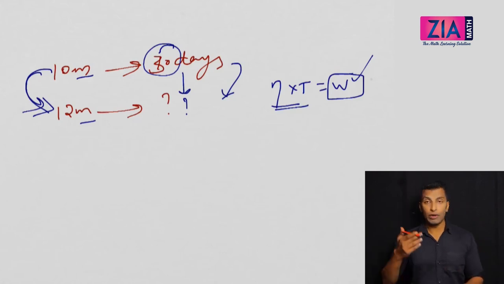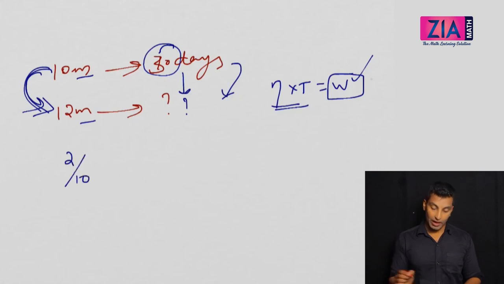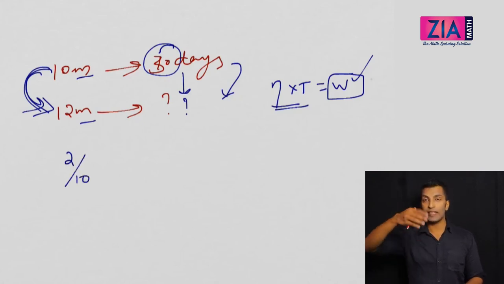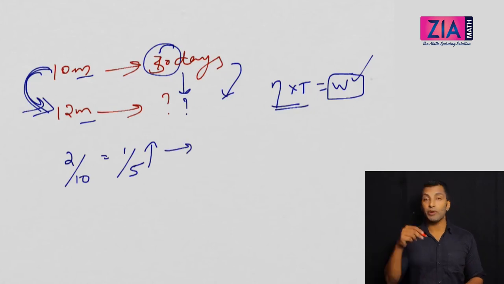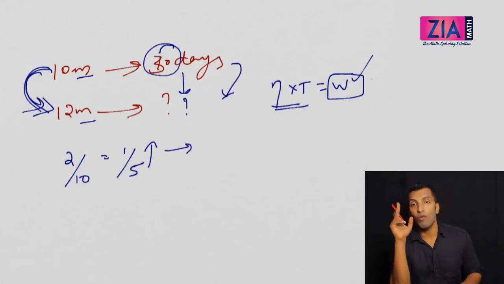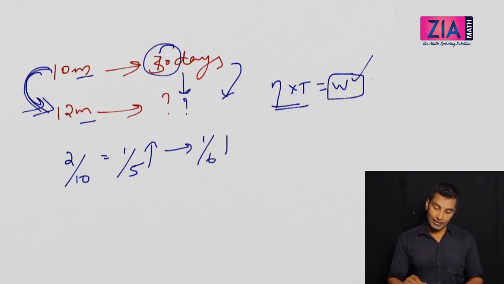Okay, how will you do that? See here, 10 to 12 increase, 2 increase on top of 10. So 2 is the absolute change, initial value is 10, so 2 by 10. How will you write? That is 1 by 5 increase. 1 by 5 increase, we know it will lead to 1 by 6 decrease. What is our rule? 1 by x increase will lead to 1 by x plus 1 decrease on the other. So it will lead to 1 by 6 decrease.